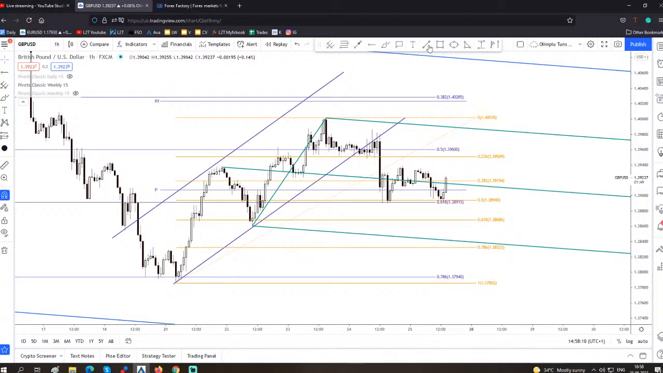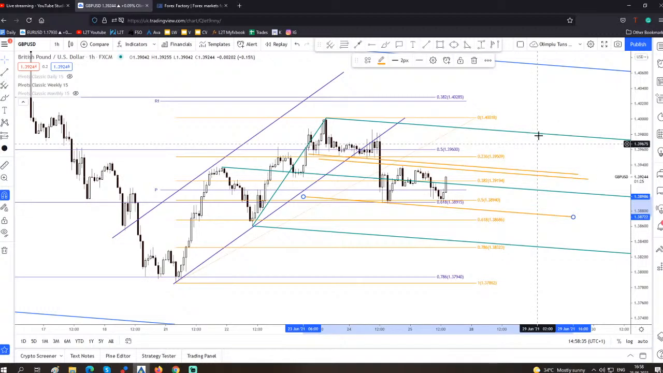here we have something like this drop. I have this sliding parallel line, or I could draw a sliding parallel line here, and we have something like a channel here. And I really want maybe to see an upside breakout before maybe deciding to go long here on the British pound versus the US dollar. Let's take a look again on the DXY.